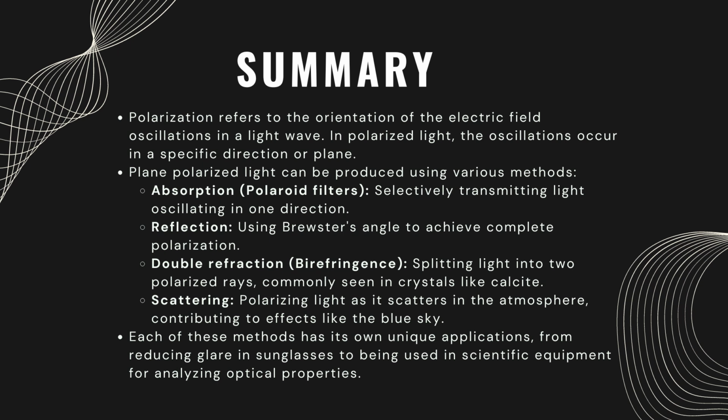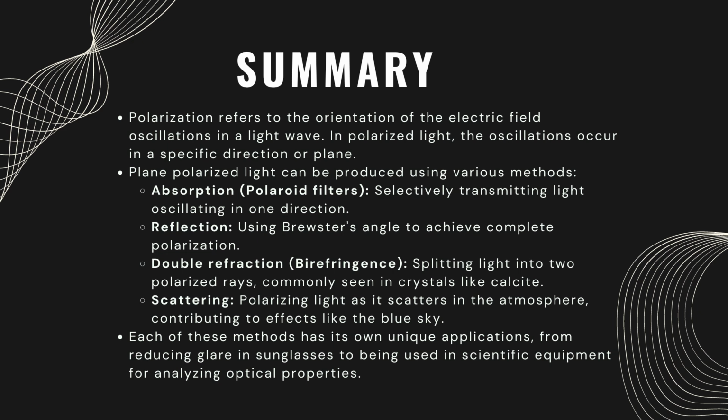Polarization refers to the orientation of the electric field oscillations in a light wave. In polarized light, the oscillations occur in a specific direction or plane. Plane polarized light can be produced using various methods: absorption, reflection, double refraction, and scattering. Each of these methods has its own unique applications, from reducing glare in sunglasses to being used in scientific equipment for analyzing optical properties.